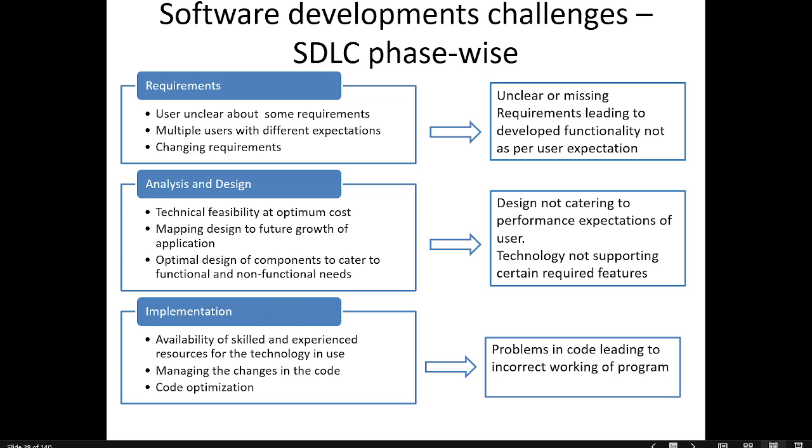Mapping design to the future growth of the application. It is said that whenever application development is going on, ideally the futuristic thought should be there. That means if currently my application is catering to 100 people, in the coming future it may be catering to 1000, maybe across the globe. And if the people working in the design phase, for example architects, fail to identify what kind of growth a user can expect from this application, then it will be a problem.